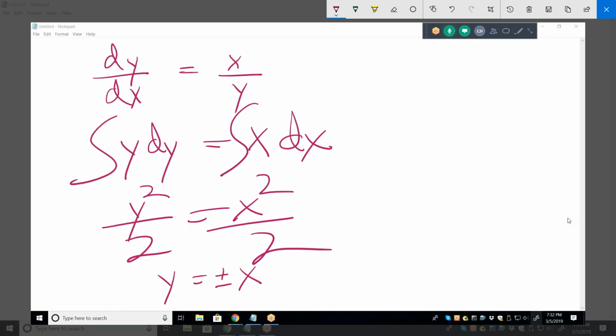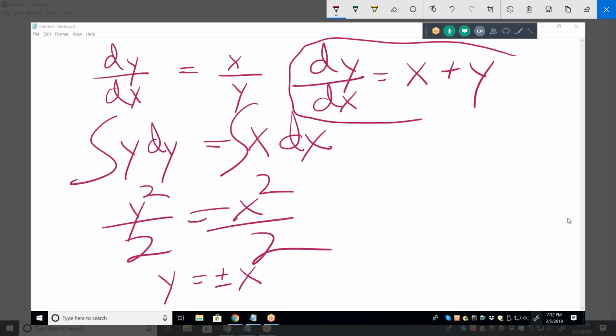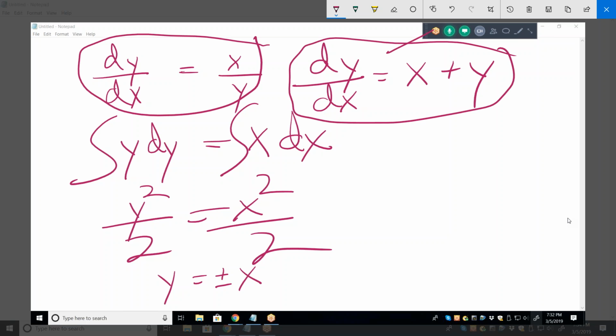But, bear with me for a moment, if I have something like this, now I've got problems. I cannot separate the variables. It looks like you could do it because you could put the minus y over there, but not really. In other words, there's a huge difference between this differential equation and this differential equation. I cannot separate the variables on that one. I can't get all the x's and dx's on one side and all the y's and dy's on the other.